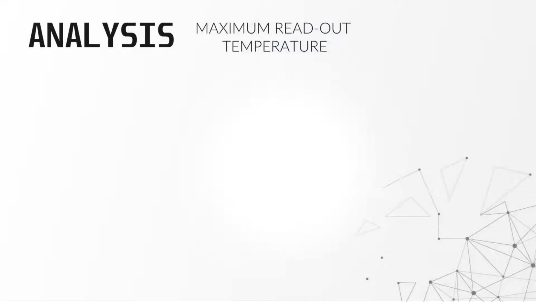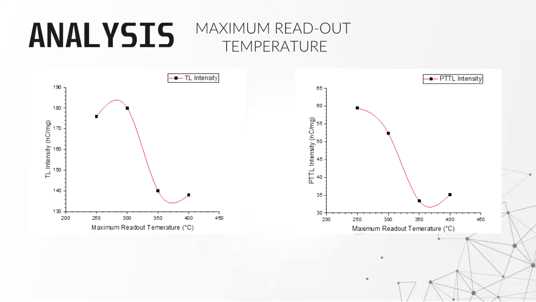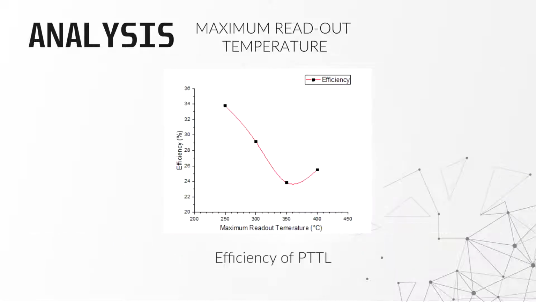Secondly, maximum readout temperature. It is apparent that at lower values of maximum readout temperature, the reduction in the number of occupied traps occurring during the original TL readout has left sufficient numbers populated for there to be appreciable PTTL. This is entirely in line with the expectation that in decreasing the maximum readout temperature, an increase occurs in the percentage efficiency. And the third one is UV exposure time.